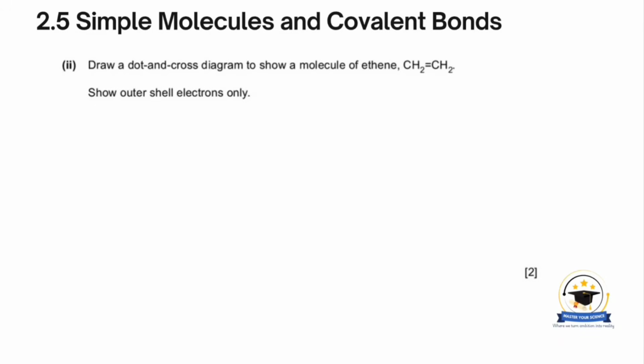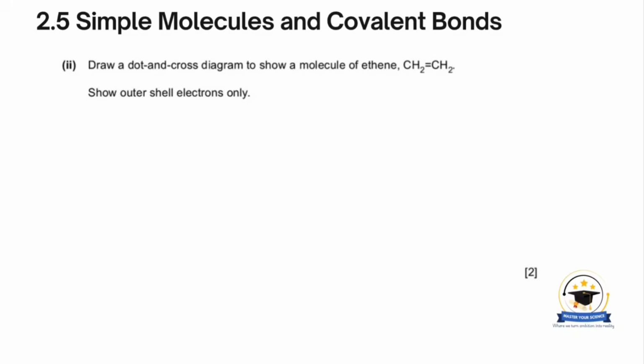Generally, covalent bonds will form between nonmetals, and a covalent bond forms when a pair of electrons is shared between 2 atoms such that each atom is able to achieve the stable electronic configuration of a noble gas element.